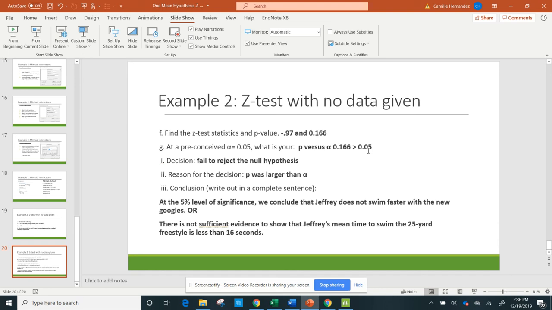So what did that show? The goggles really didn't do anything to help his time. There was no decrease in his time. So that's how we conclude these tests.